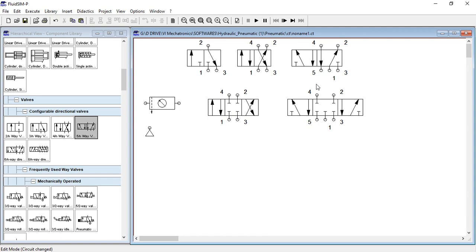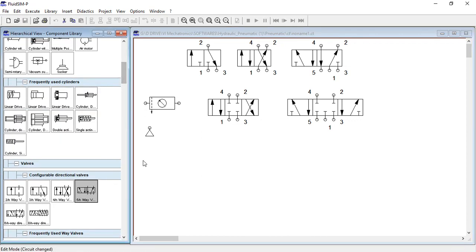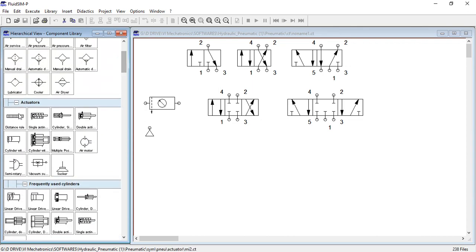So remember that. Now we have finished with the compressor, service unit, and walls. What else is remaining is your end action element, that is nothing but actuators. Actuators are the actual moving elements, that is, linear elements or circular elements. They are called linear actuators and rotary actuators.